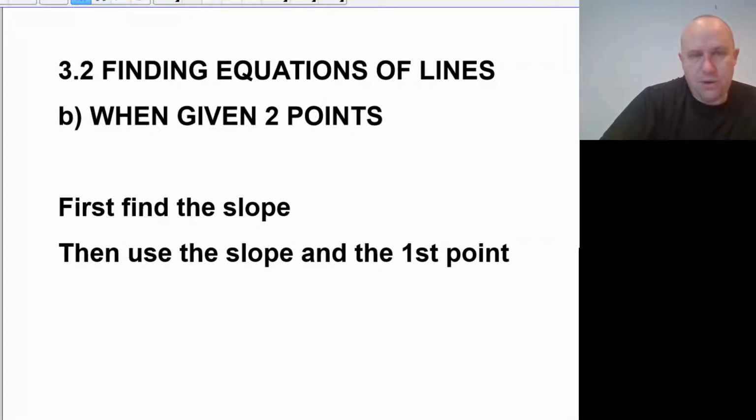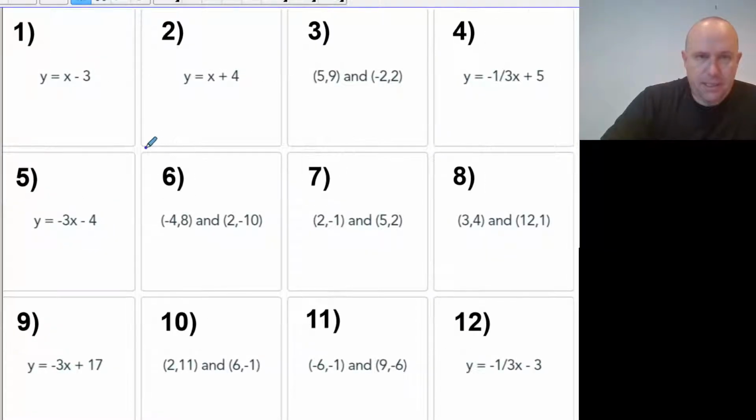Part 2 involves when you're given 2 points, and basically you're going to use the same method that we used over here. You're going to first find a slope though, and then once you've found the slope, you'll just pick the first point that they give you, and you're going to rework the questions just as you saw a second ago. So as you look on Nearpod, it's going to look like this.